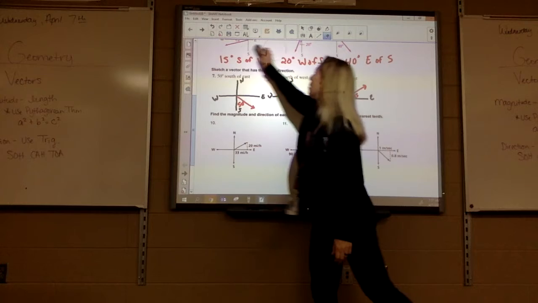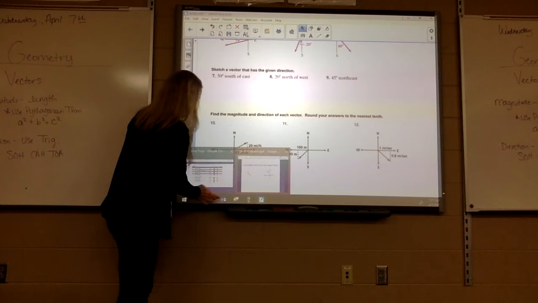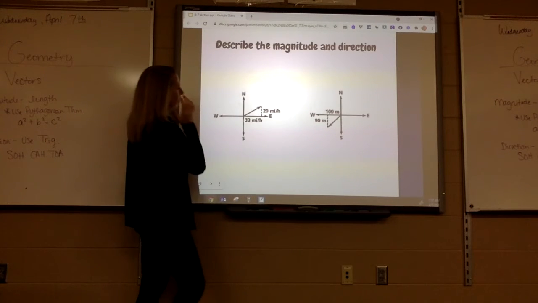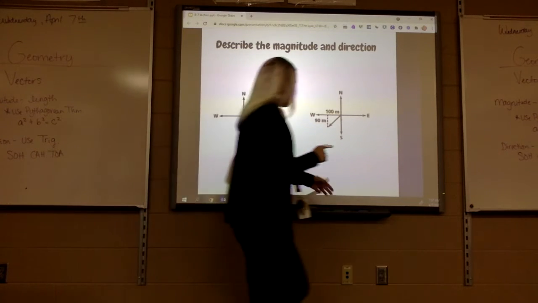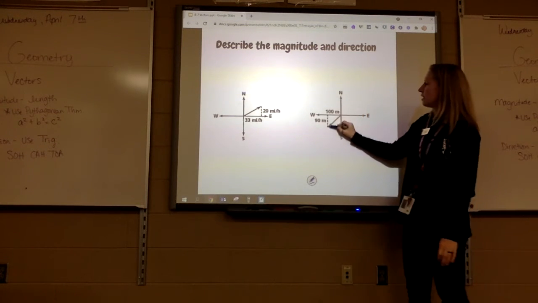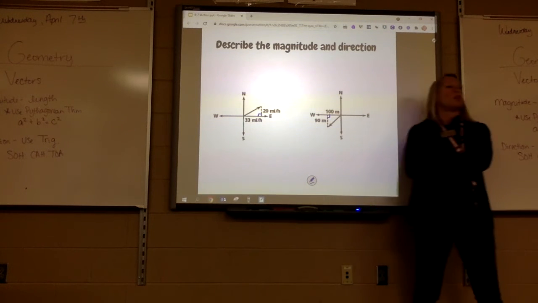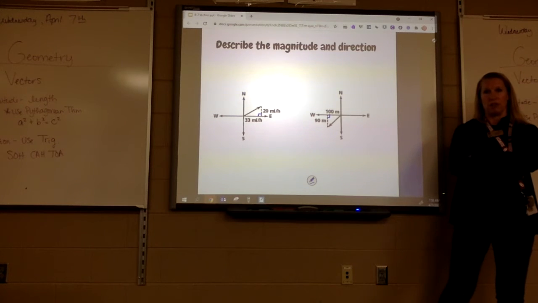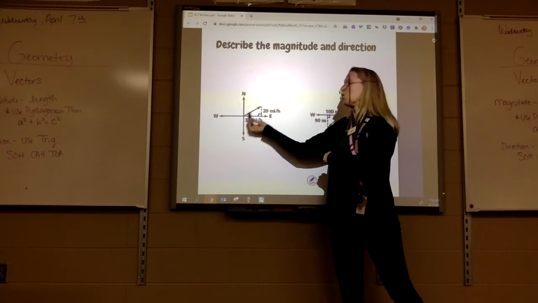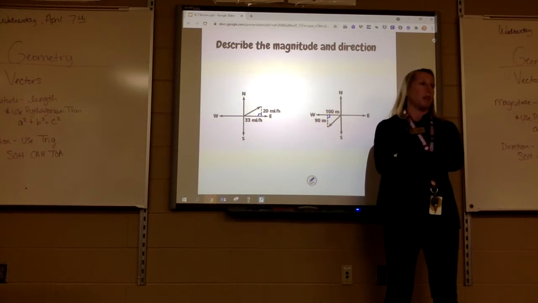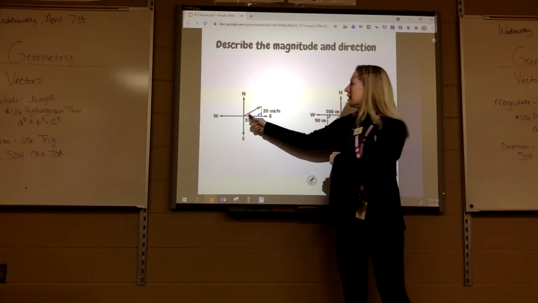Another type of problem. Now, this next type would be the type that I would say would be on the test. Okay, so we're going to describe the magnitude and direction. So magnitude, I've got two lengths here. And this is a right triangle. Anytime you have two sides of a right triangle, to find the length of the other side, which would be our magnitude, you can always use the Pythagorean theorem. So we're going to use the Pythagorean theorem to find the length of that vector.